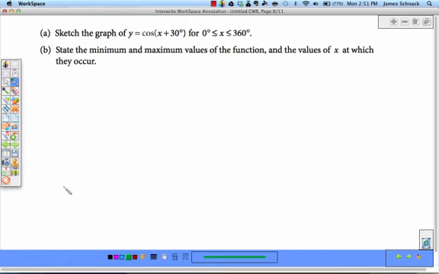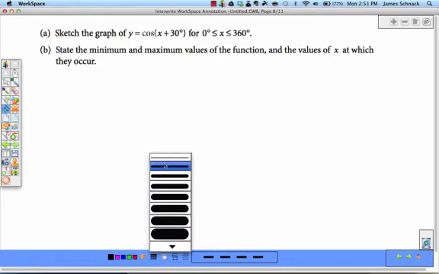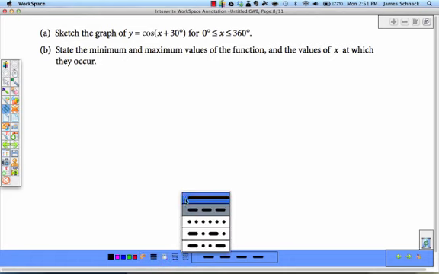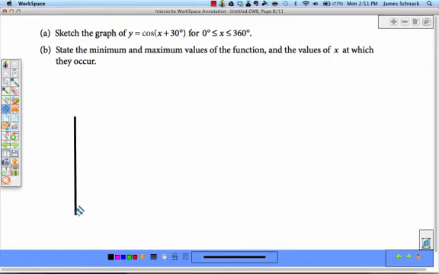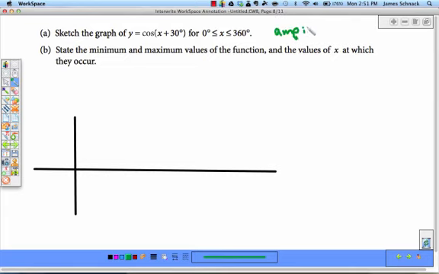Sketch the graph of cosine of x plus 30 degrees. So here we're graphing in degrees. How does that change things? All it changes is our scale. So let's put our axes down, and let's identify the important bits and pieces. Amplitude is 1. Period: 2 pi over b. There's no b here, it's a 1, so the period still is 2 pi.